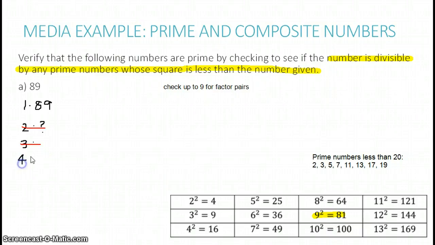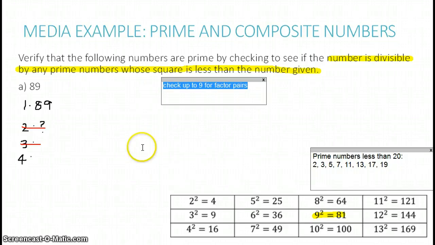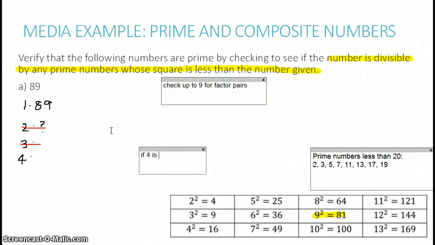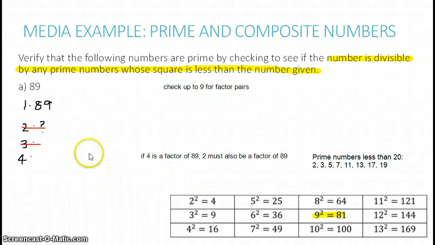Now, let's think about what would happen if we checked 4. Well, 4 is a multiple of 2. Okay? So if a number has 4 as a factor, it must have 2 as a factor. So let's write that out. If 4 is a factor of 89, 2 must also be a factor of 89. Okay? And that's because 4 is 2 times 2. So we could think of 4 as 2 times 2 times some number if it were a multiple of 89. Okay? So here's a 2. This would be the corresponding question mark here.